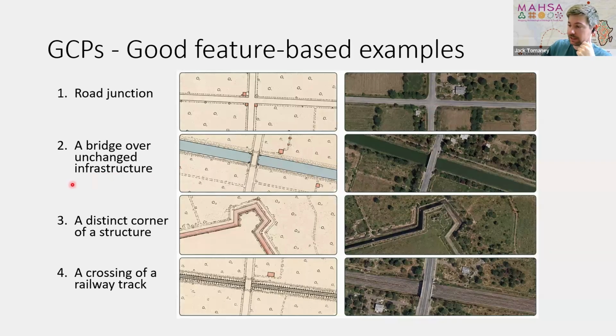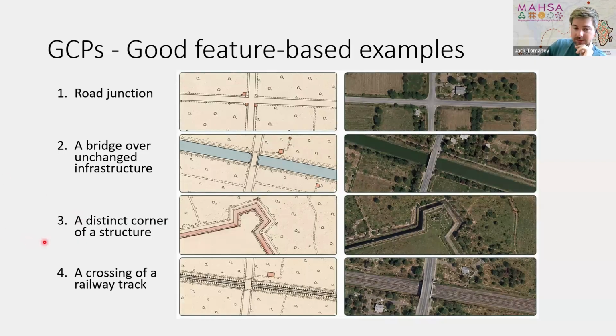The second example is bridges over unchanged infrastructure. The example here I've put is a canal, because often canals don't change location once they're built. So you can see the canal here with a bridge across it, and we can see in this satellite image, we have the same canal with the same bridge across it. Also a good point to tie the historic image to the satellite imagery.